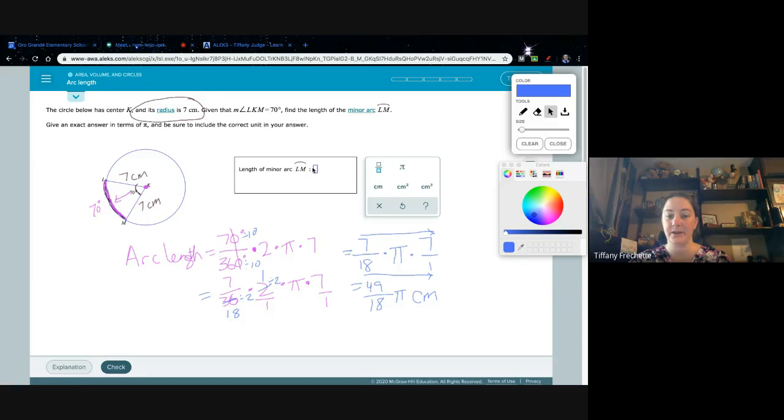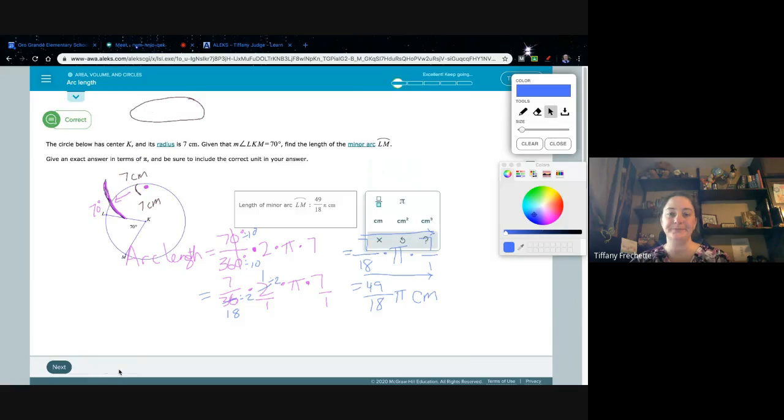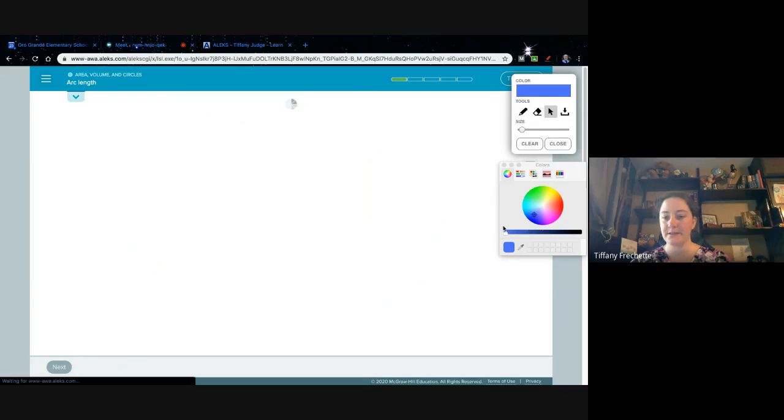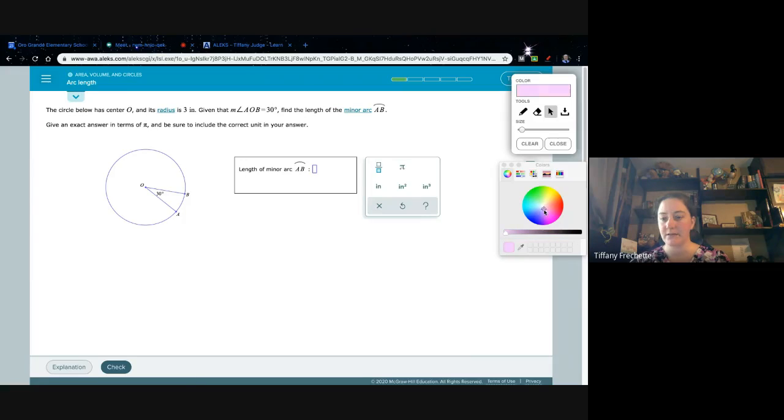All right, so we go 49 divided by 18, and you can click on the fraction bar. I just use the backslash. It puts the fraction in there for me. Just make sure, if you click pi right now, it's going to go on the bottom of the fraction. We need to hit the over arrow, or actually click over here so that it goes next to the fraction. And then click centimeters. All right. Yay. Clear. Next.